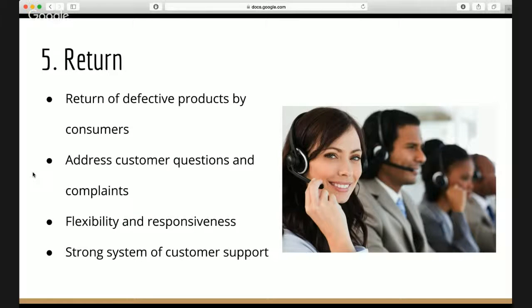Then finally, the last component is the return phase. It's not so much associated with the manufacturing process as in it's more customer service oriented, where employees will address customer questions and complaints with the products. It allows for flexibility and responsiveness for the team of customer service employees to have some freedom and solve problems with the customers and be very personable with the customers and develop strong relationships with the customers.